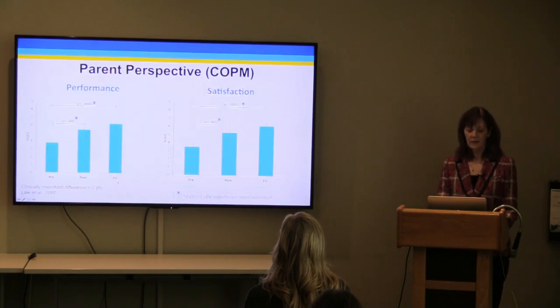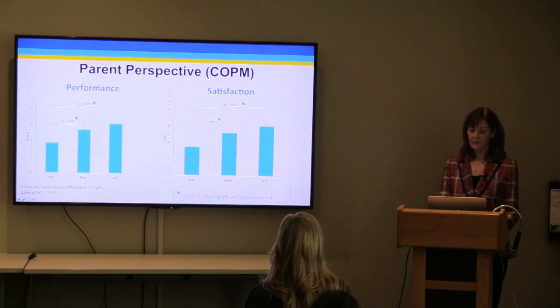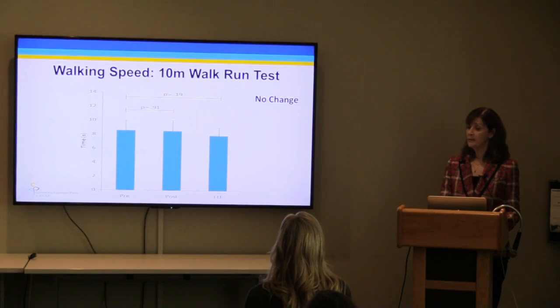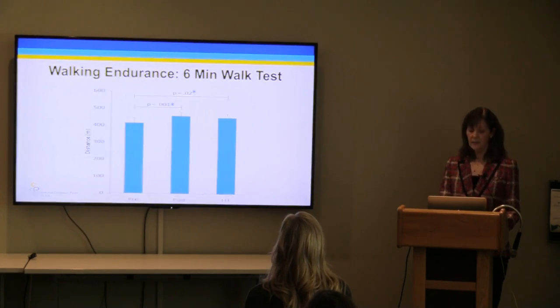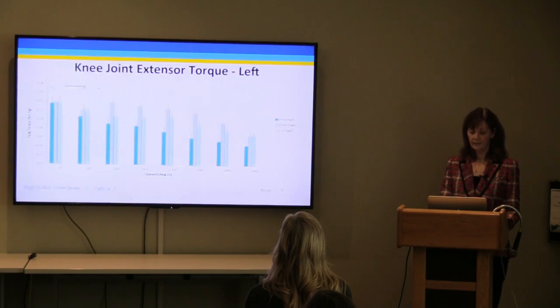So this just shows you where there's an asterisk, we saw improvement. So we saw pre-post improvement and at follow-up for our parent perspective. We did not see it for our 10 meter walk run. So we saw that the first year during camp, so then we added the endurance. We thought, well, maybe if we did a longer timed walk, we might see a difference. And indeed we did. We saw improvement post and at follow-up for the 6-minute walk test. And then also we saw the same improvements for the gross motor function test.